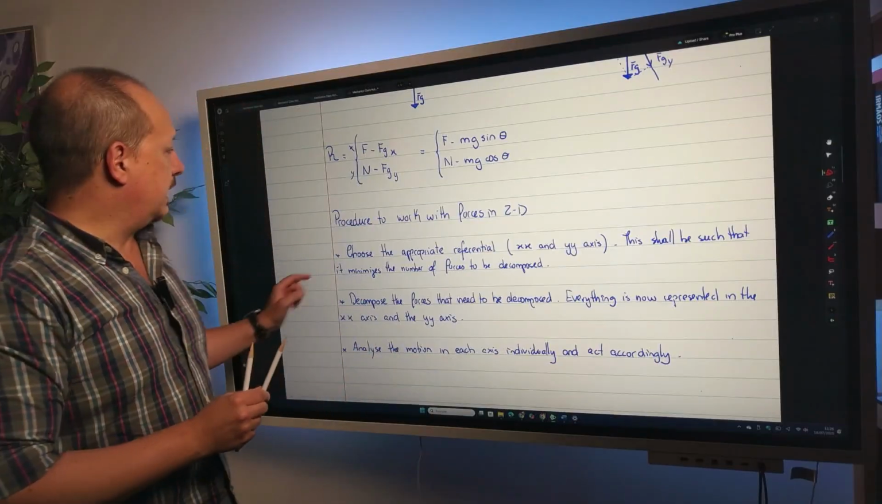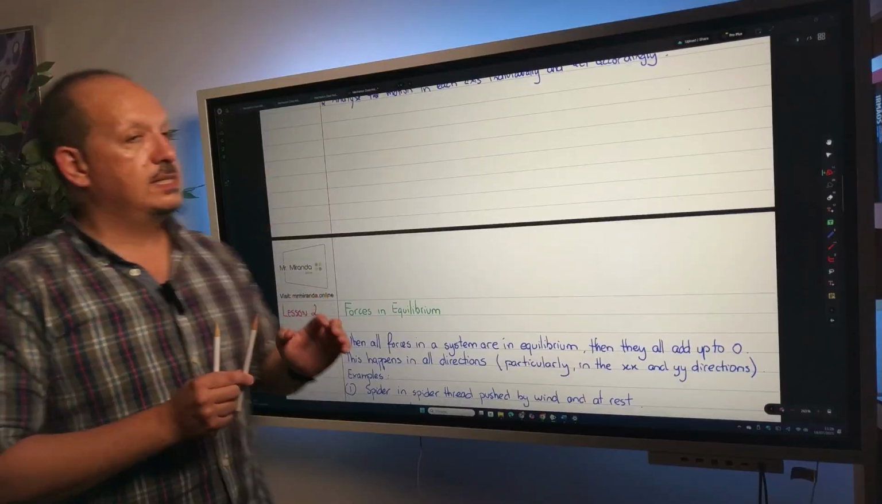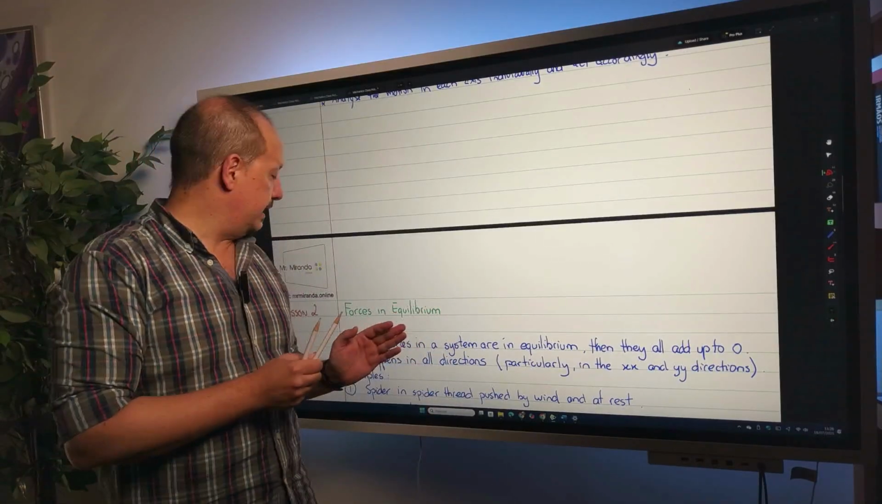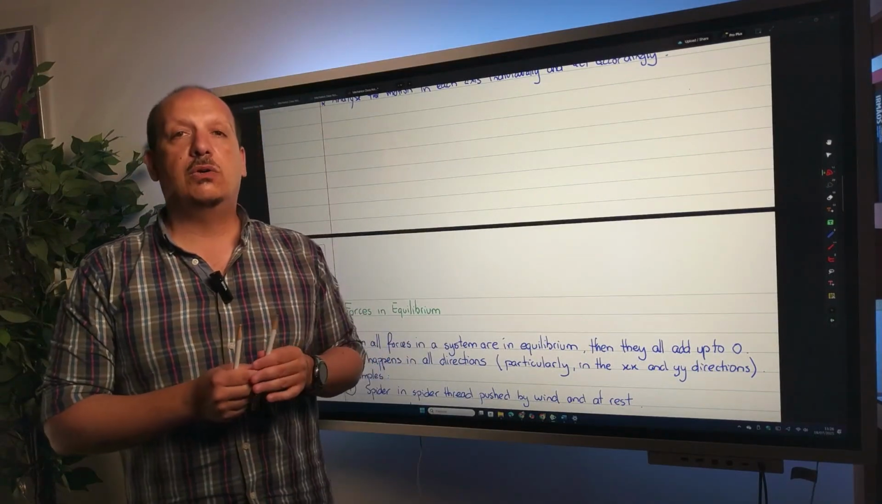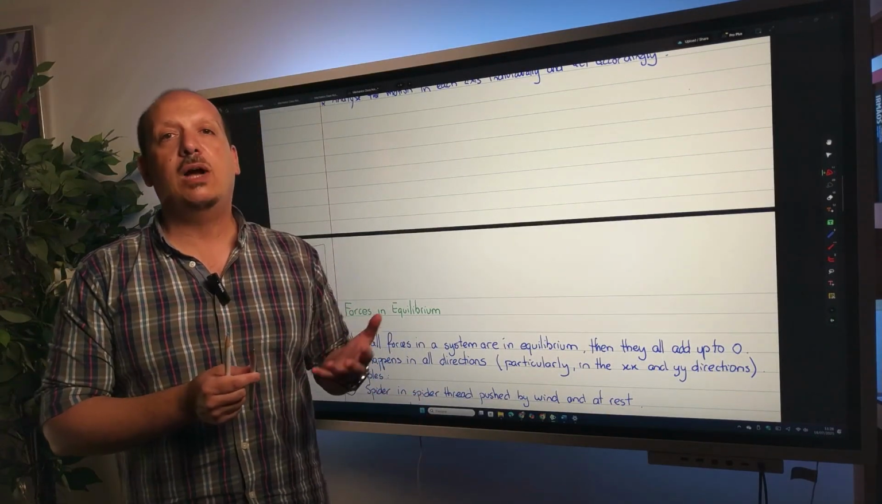All right? Next lessons, we are going to see what happens if there is no acceleration, if the forces are in equilibrium. That's next lesson. And lesson 3, we are going to see what happens if the forces are not in equilibrium, if you do have an acceleration.